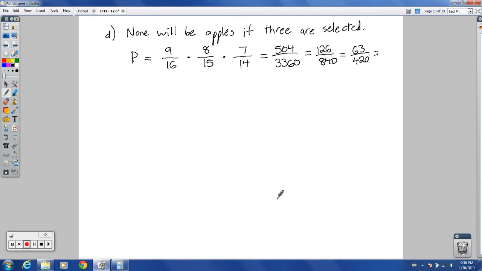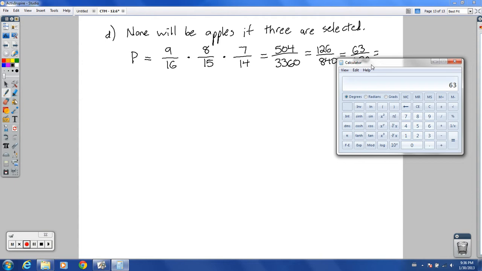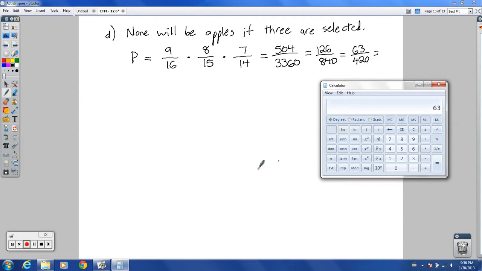Can you reduce farther still? Let's see. I know that, let's see what goes into there. So let's go crazy. Let's try 21. I know that goes into there. And then 420, does 21 go into there? It does. Woo.